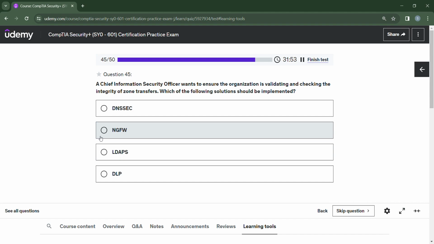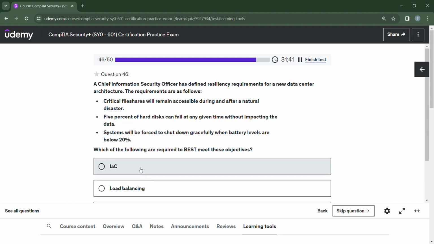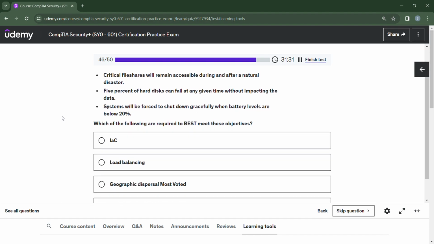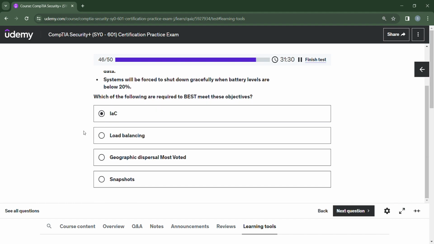CISO wants to ensure that the organization is validating and checking the integrity of zone transfers. Which of the following solutions should be implemented? DNSSEC, I believe. Define resiliency requirements for new data center architecture. The requirements are as follows. That must be IaC, infrastructure as code.